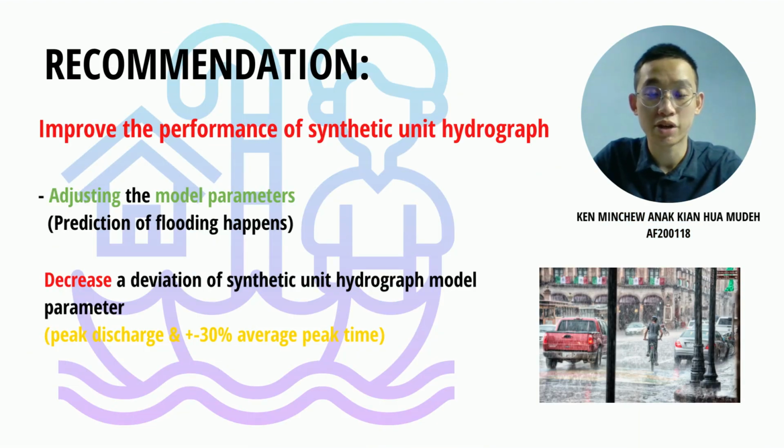Alright, so next will be the recommendation part. One of the recommendations is to improve the performance of the synthetic unit hydrograph by adjusting the model parameters in order to predict the flooding that happens in future. Its advantage is to decrease the deviations of the synthetic unit hydrograph model parameters in terms of its peak discharge and also the average peak time, by up to 30%.